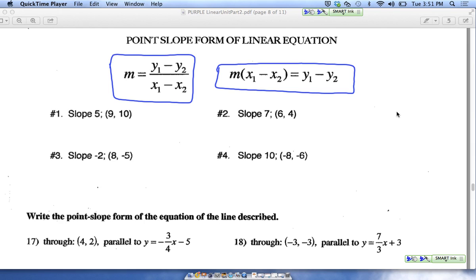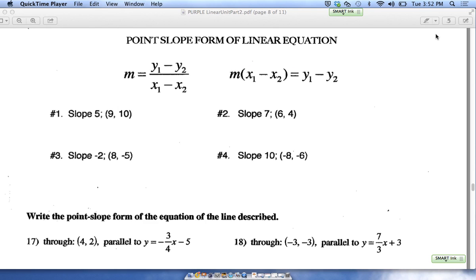So I have m times x sub 1 minus x sub 2. Well, that's just the denominator of the slope formula. You do not need to know how the point-slope form of a linear equation is derived from the slope formula, but what you do need to know is how to write an equation in point-slope form. You need to know how to identify it and pick out the point in the equation when you see the equation. So let's do a few of the problems so you can get the skill set down.